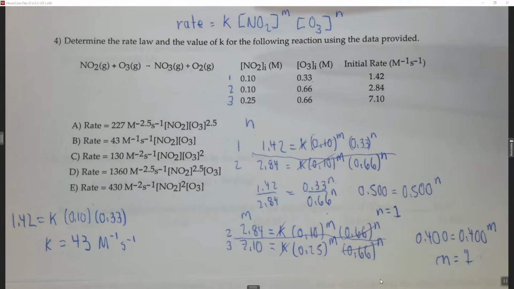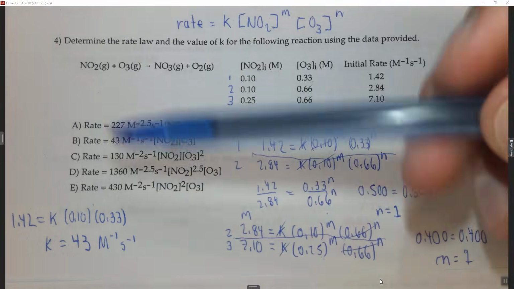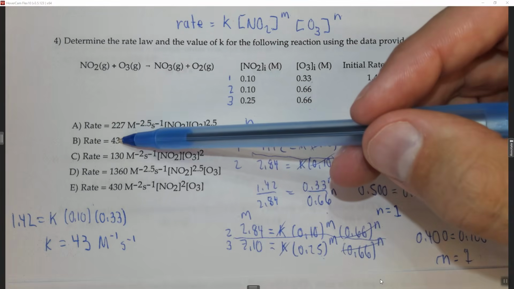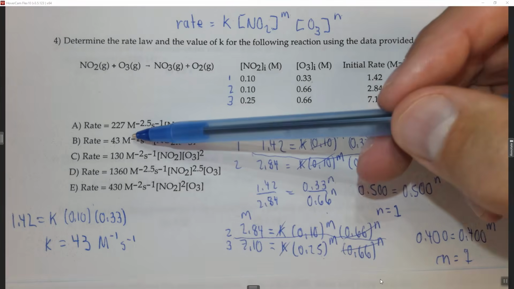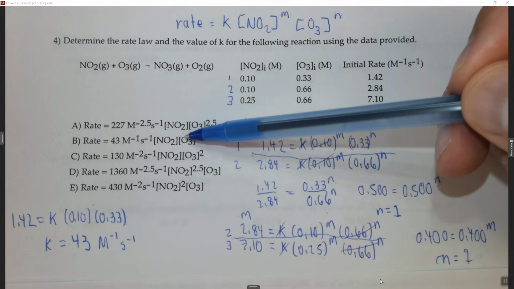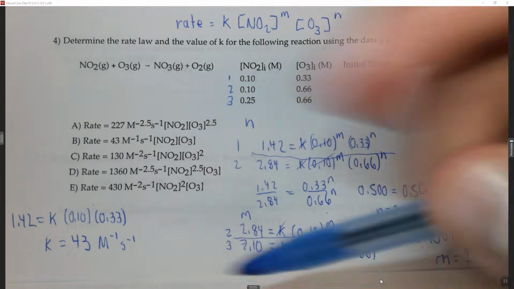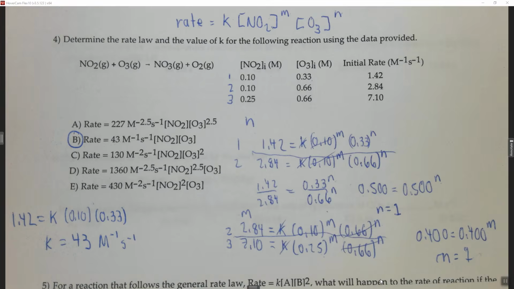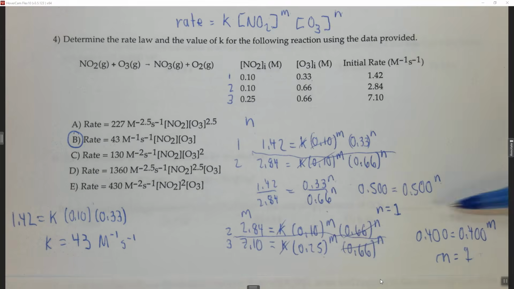And, okay, if we look here, B, rate equals 43. I might have said 0.43, but I wrote down 43. 43 per molar per second. Concentration NO2 to the 1, concentration of O3 to the 1. So choice letter B is the correct answer. These are a ton of work, okay? On the homework, you may not have gotten m and n to come out perfectly, and you may have had to do logarithms, and there are videos that show that, but in this case, they come out perfectly, okay?